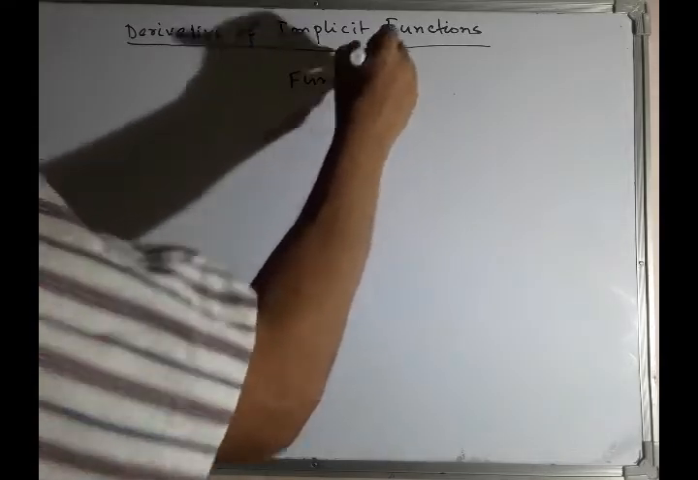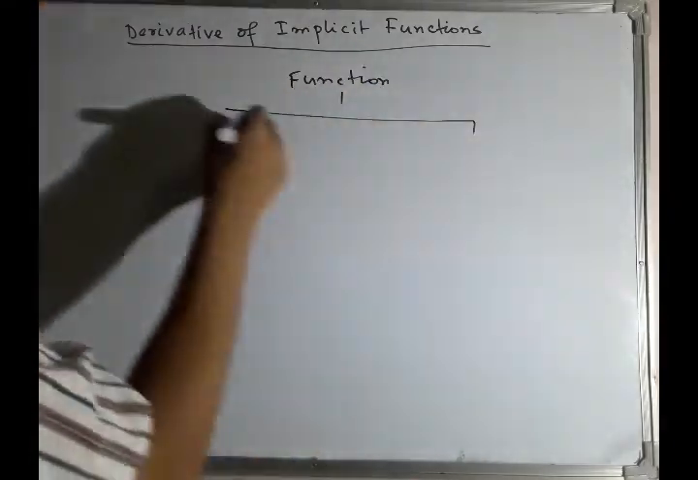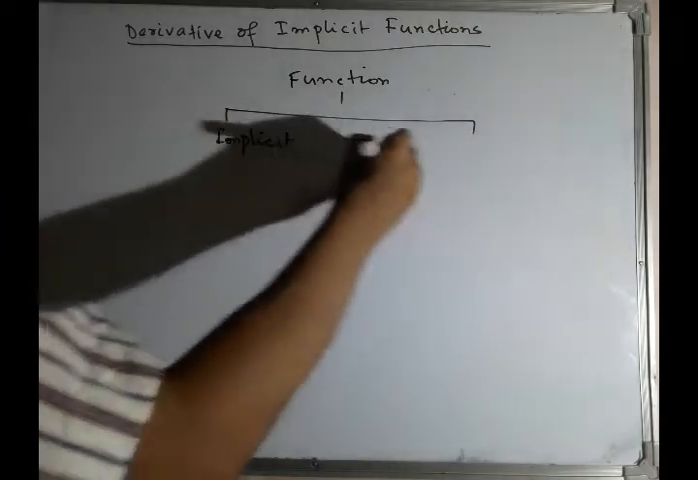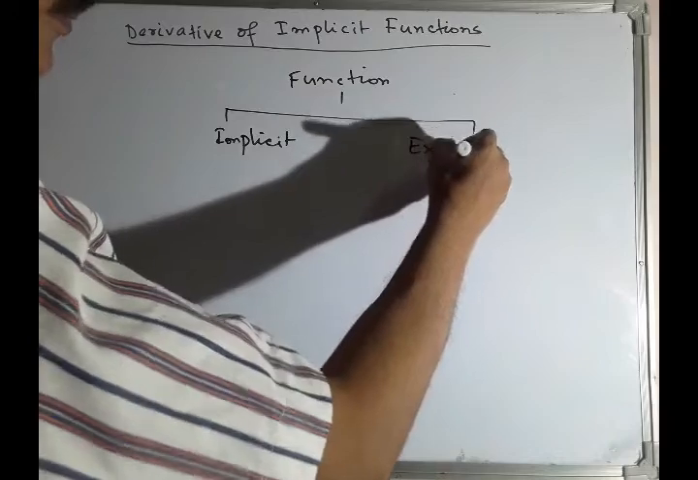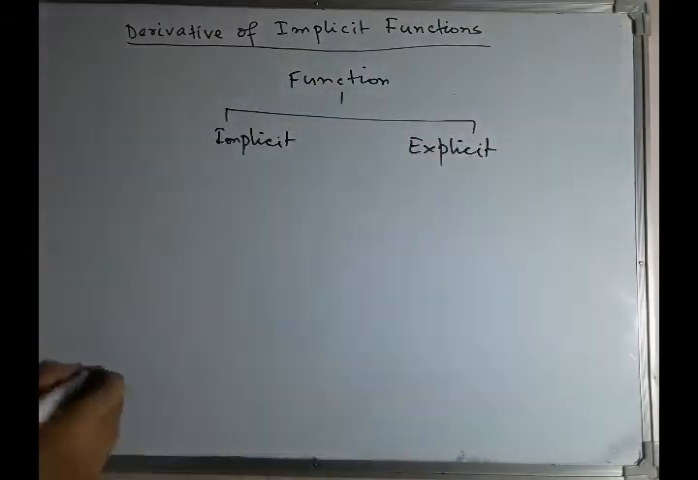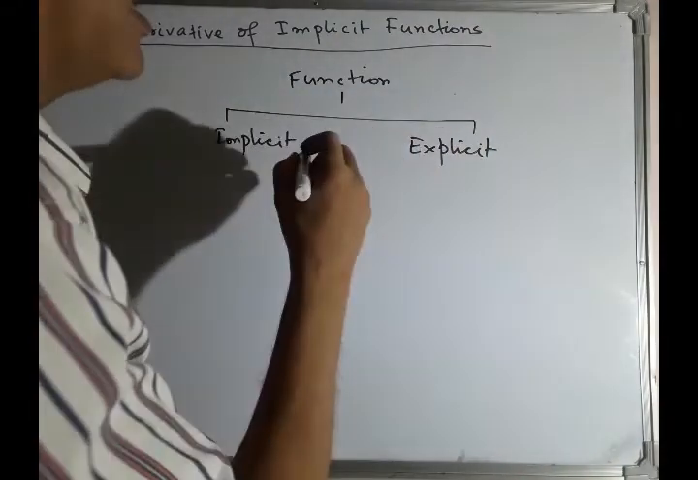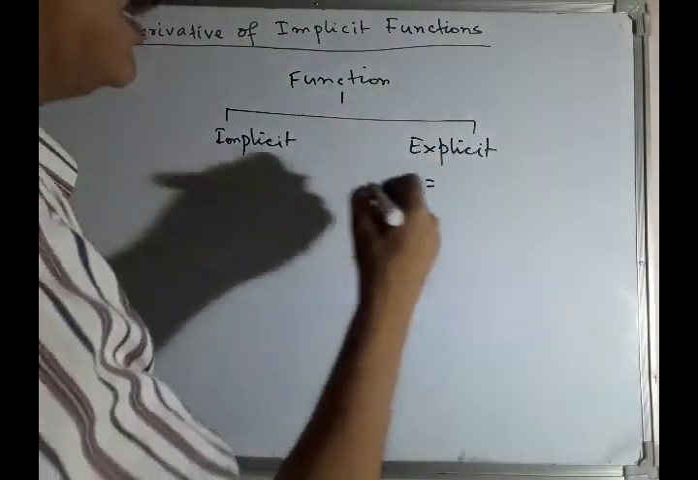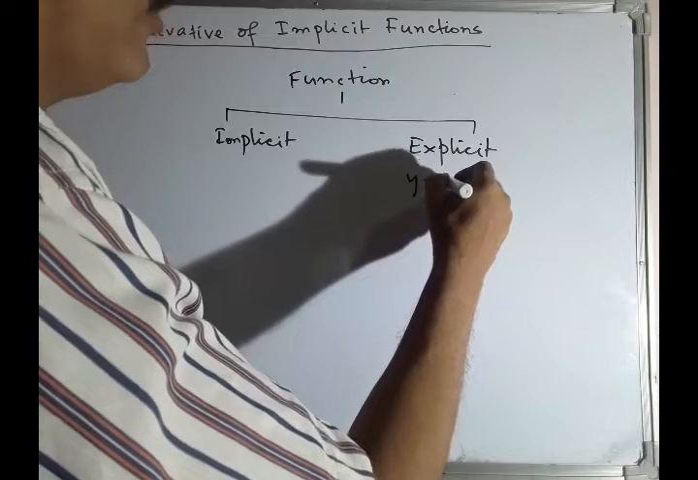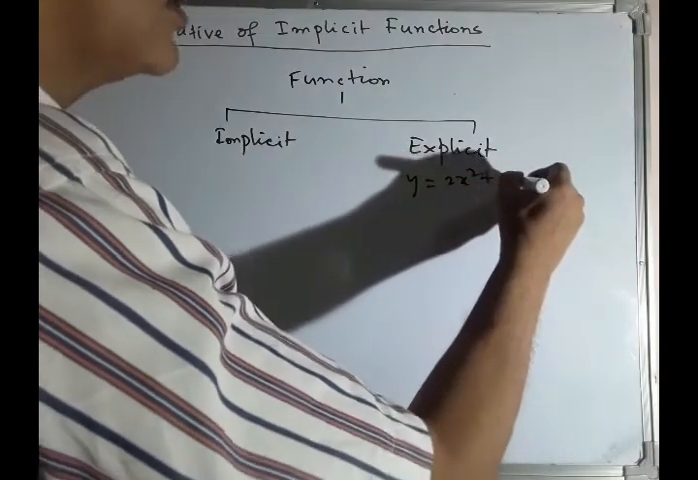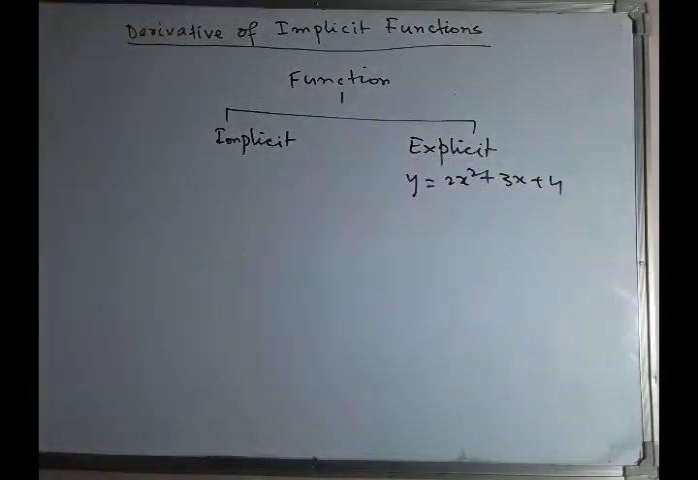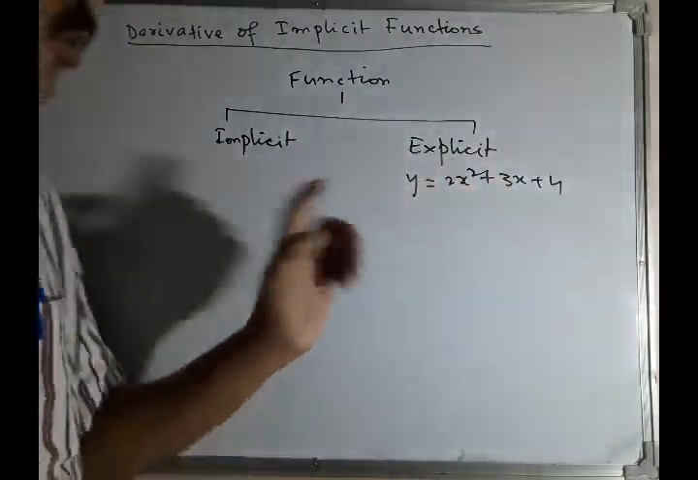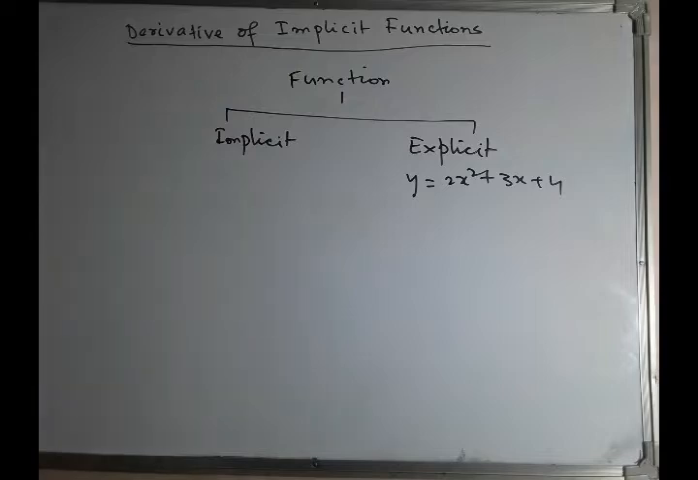Functions are mainly of two types. One is implicit, another is explicit. First we explain about explicit. If y is given directly in terms of x, say y equal to f(x), say 2x square plus 3x plus 4, here the value of y directly depends on the independent variable x. So this type of function is called explicit.